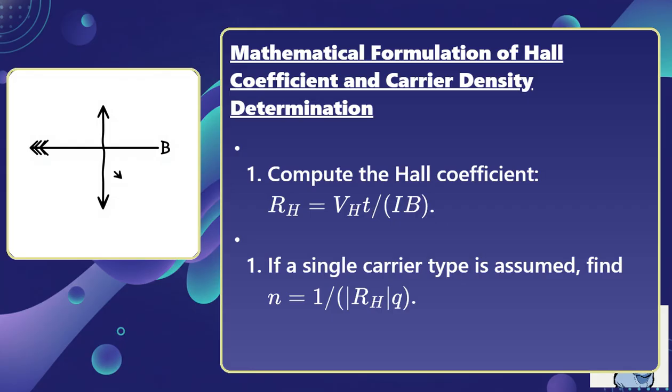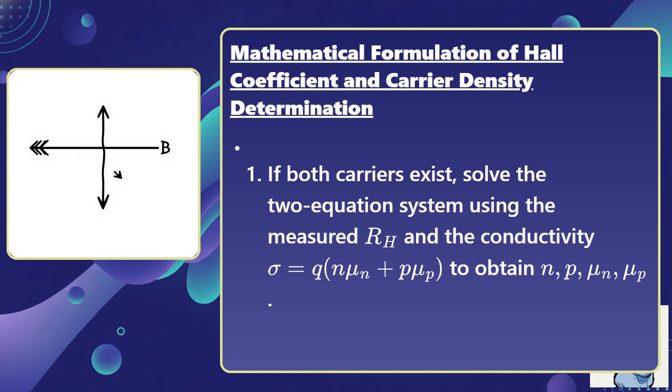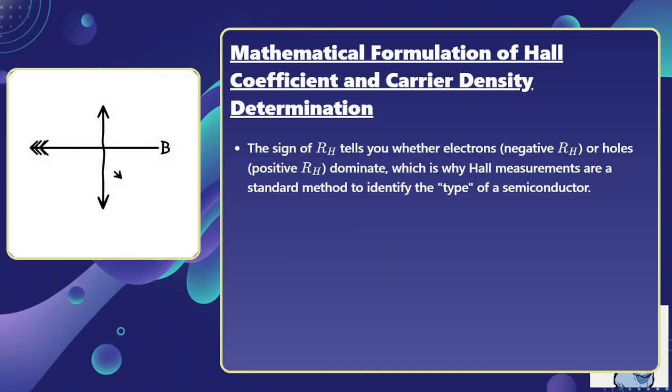Step 4. If both carriers exist, solve the two-equation system using the measured R_H and the conductivity σ equals Q (N μ_N plus P μ_P) to obtain N, P, μ_N, μ_P. The sign of R_H tells you whether electrons (negative R_H) or holes (positive R_H) dominate, which is why Hall measurements are a standard method to identify the type of a semiconductor.